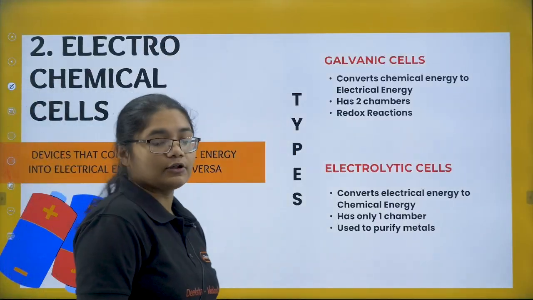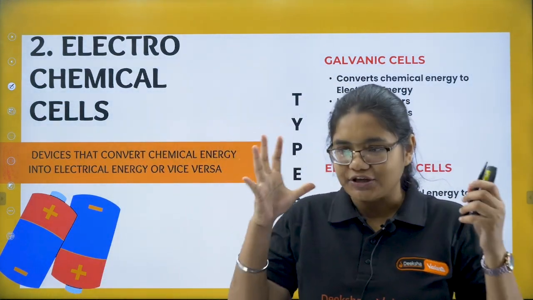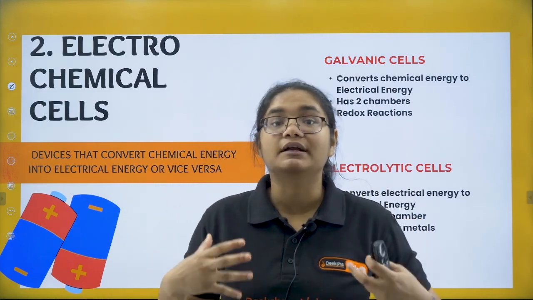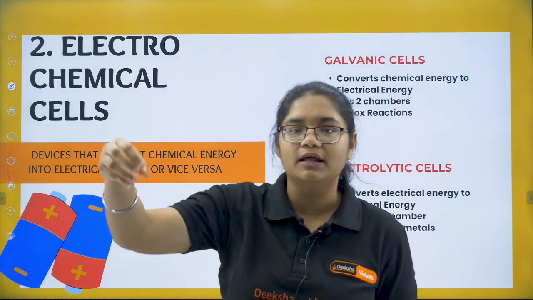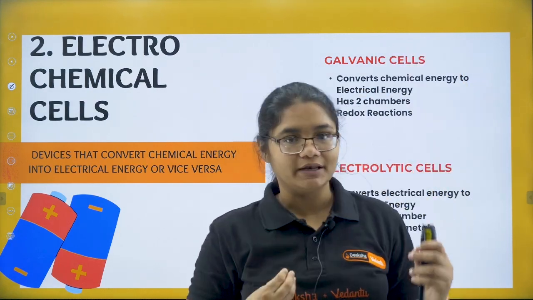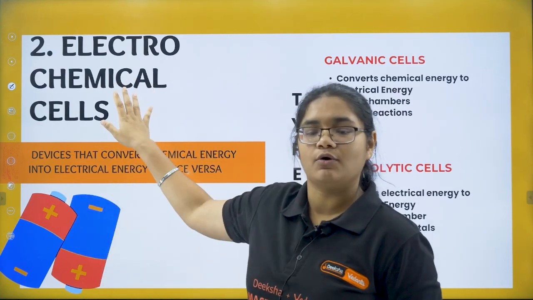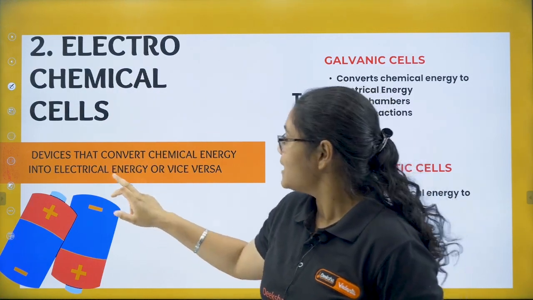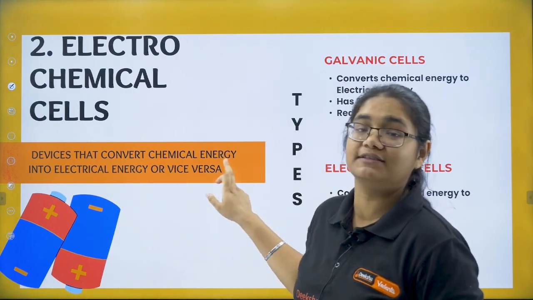Let's now move to the second topic, that is electrochemical cells. Now we discussed that this chapter is about two energies and their interconversion, but there should be some device that will do this interconversion. So there should be one device in which if you put chemical energy it will give you electrical energy. There should be one device, if you give electrical energy it will give you chemical energy. That conversion can happen through the device, and these devices are called electrochemical cells. I hope what electrochemical cells are is clear. These are the devices that convert chemical energy into electrical energy or vice versa.